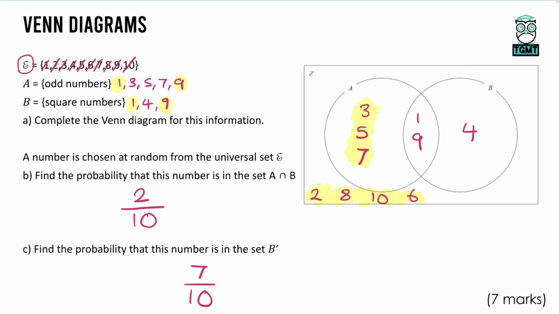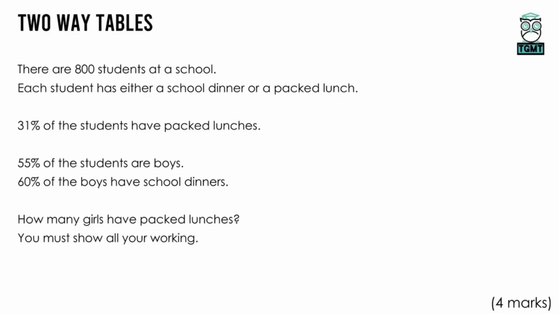So there we go, that is looking at Venn diagrams and set theory. In this next question, we would obviously have a two-way table, but there isn't a two-way table drawn. We just have a lot of information. There are 800 students at a school. They either have school dinner or a packed lunch. 31% have packed lunch, 55% are boys, 60% have school dinners. How many girls have packed lunches? And you must show your working.